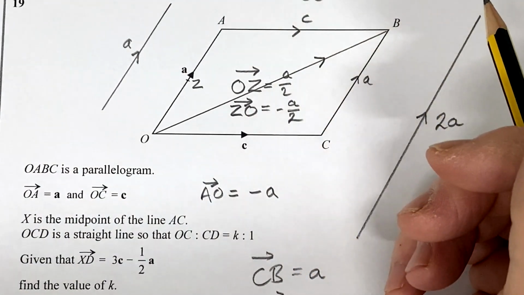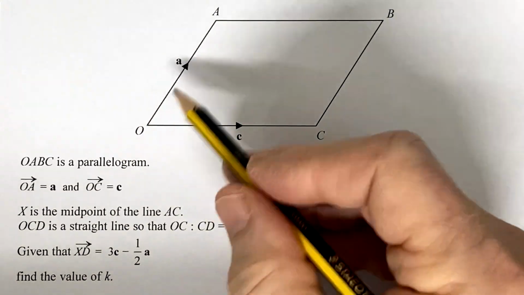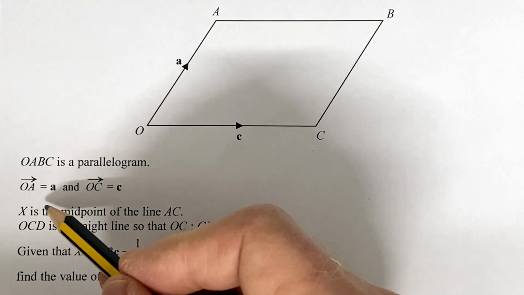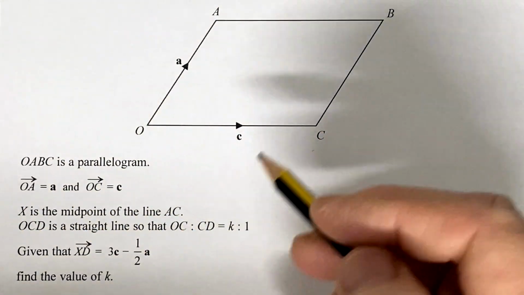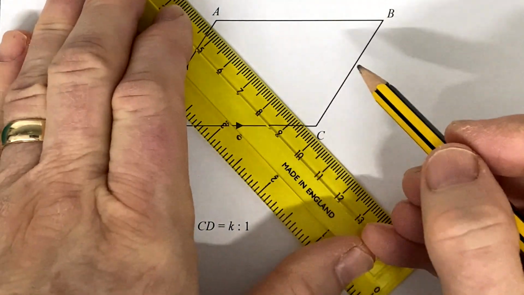Now let's look at the question again. Let's read what it says. OABC is a parallelogram. That's useful to know. That means that that's going to be A, that's going to be C. OA is A, OC is C. That's marked on for us. X is the midpoint of the line AC. We haven't got that yet, so let's draw the line AC.